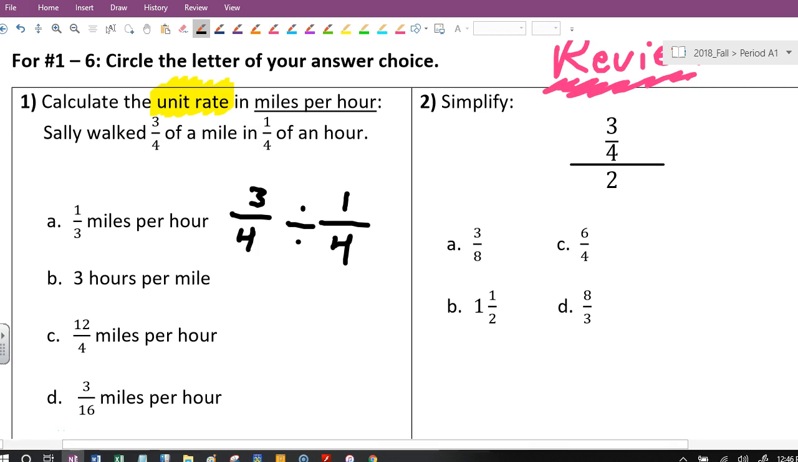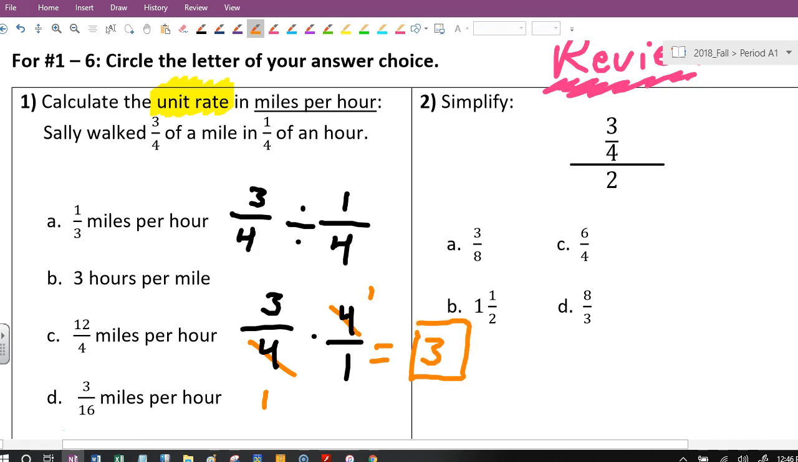Good. Okay. Now what do we do? 3/4 times 4/1 because we're flipping the 1/4. And then it equals 12/4. Hold on. I'm going to reduce them. Let's divide 4 and 4 by 4. We get 1. And then 1. equals 3. 3/1. Very good.